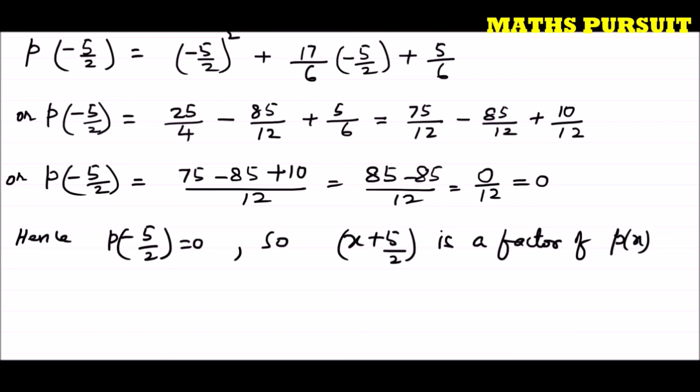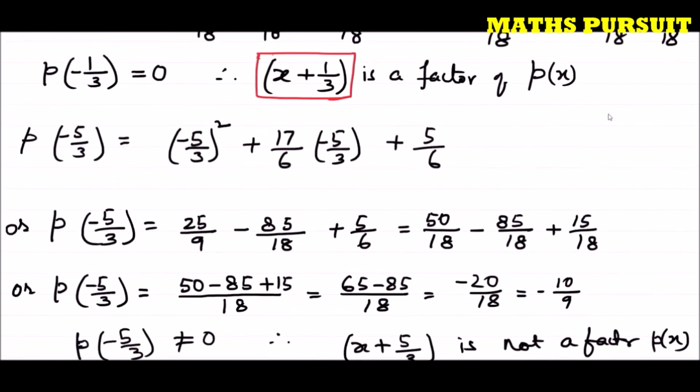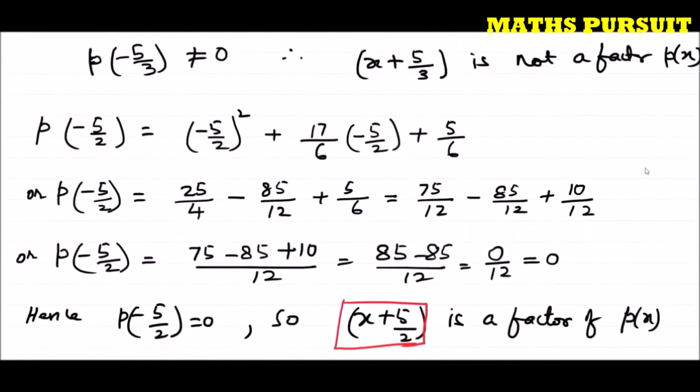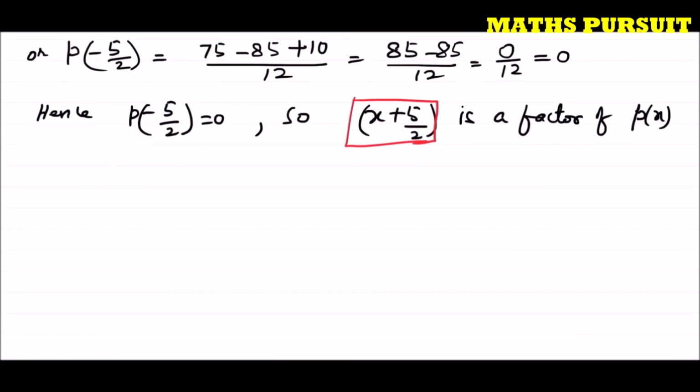You could see that we got two factors of x. This one is x plus 5 upon 2, and let us recheck the other factor that we got. We got x plus 1 upon 3. We have highlighted that one here, x plus 1 upon 3. Now let us consider these two factors and solve this, and we will get the final result.